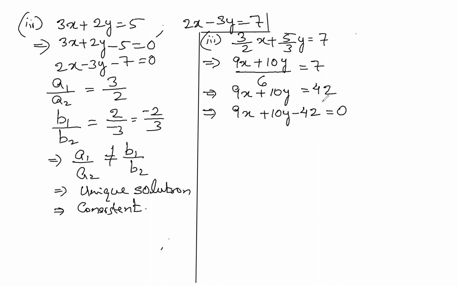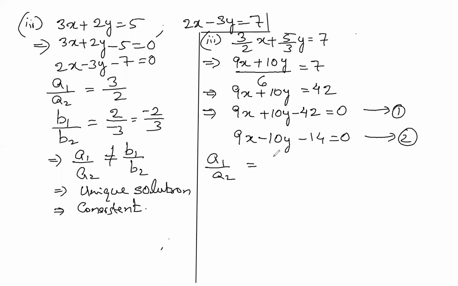And the second equation is 9x minus 10y minus 14 equal to 0. If you can write like this, the division will be very easy. So now what is a1 by a2? Rebecca, can you say a1 by a2 and b1 by b2? a1 by a2 I have written now. Yes, what will be the simplest? It's 1, right? And b1 by b2?